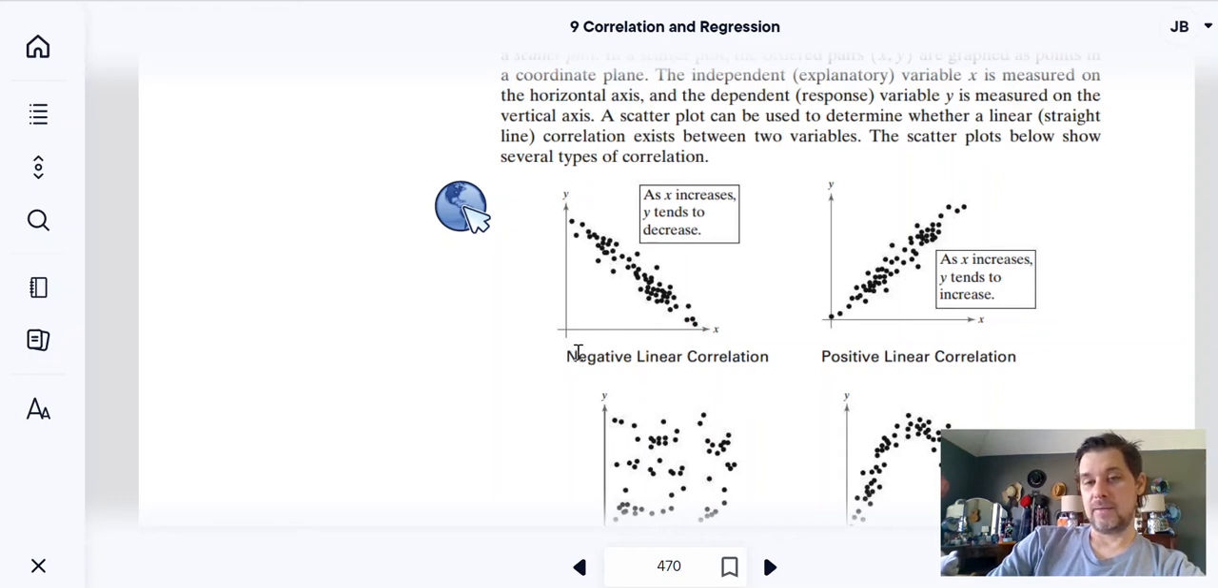Negative meaning that, well, think about it. If the points go down and to the right, then that would mean as the x variable got bigger, the y variable got smaller. So if it's a negative correlation, as x gets bigger, y will get smaller. That's what the negative part means. Linear means they're roughly in a line, and correlation. Okay, so those are the two kinds of linear correlations that we'll see.